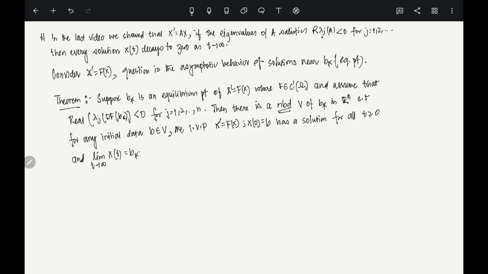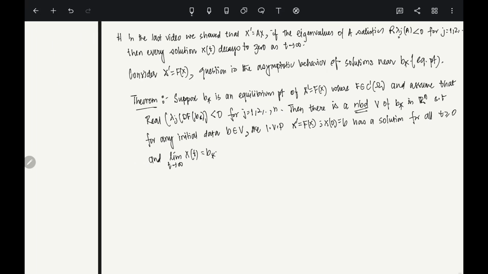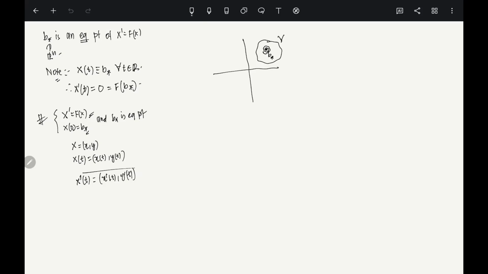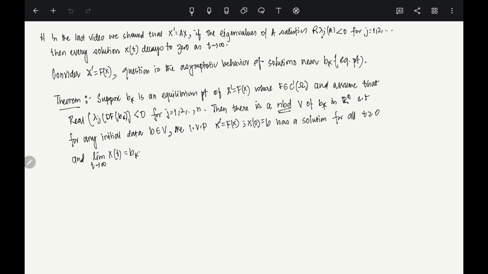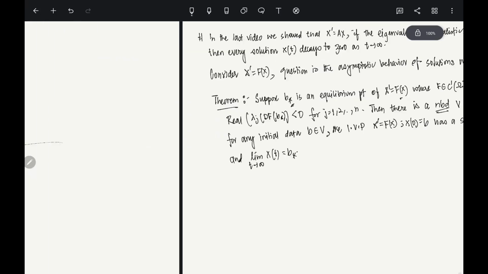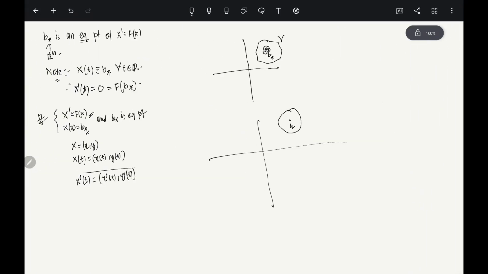So basically what it is saying is this. Let me explain it again here. Let's say that I know that B star is the equilibrium point of this system, x prime equals f of x. This is what I am assuming. Now, let's say V is a neighborhood, and you look at df at B star. That's a matrix, right? It's a linear transformation from Rn to Rn.